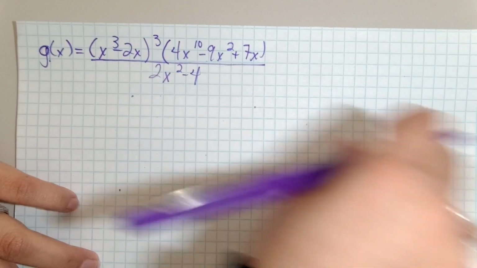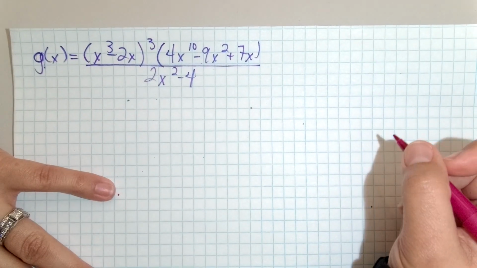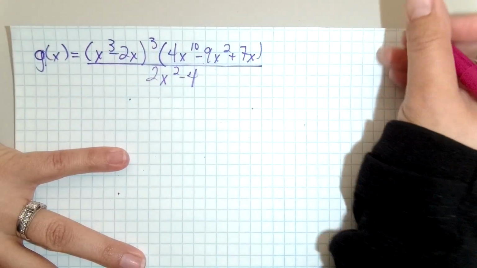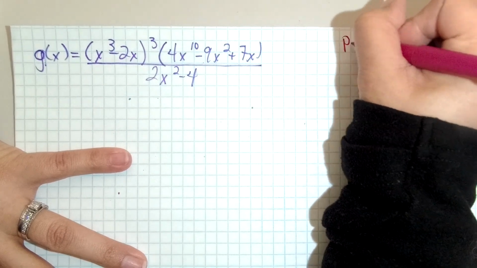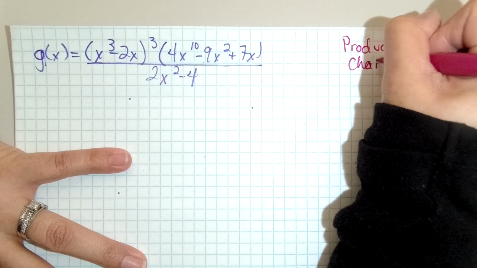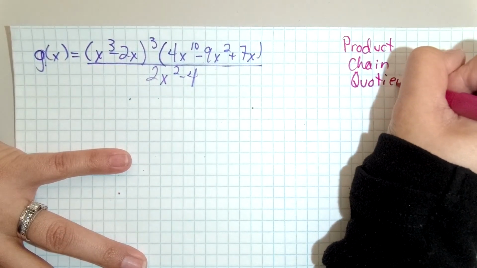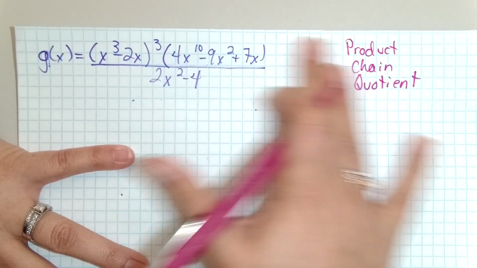Okay, so let's look at this. What are the different rules that I have for this? We have 3 rules. Good. What are the 3 rules? Product. Product. Chain. And? Quotient. Good. So we're going to have to make sure that we use all 3 of these.